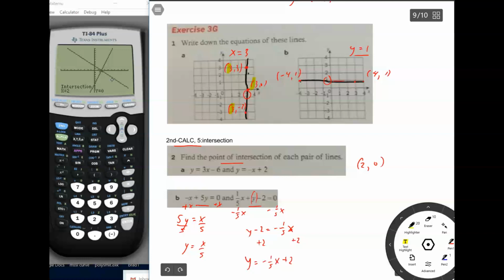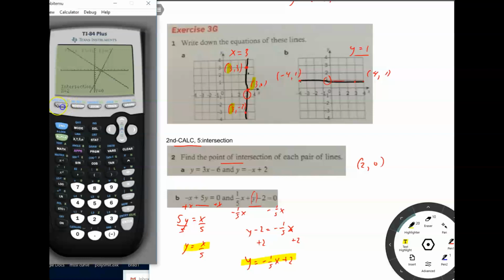So now we have this equation of a line, and we have this equation of a line. All we need to do is now put them in for y1 and y2 and do second calc intersect, and we can find the intersection between these 2 lines, even though they started out in a different form than gradient intercept. Now in this particular case, the reason why we want to put it into gradient intercept form is because gradient intercept form can be programmed easily into the calculator.